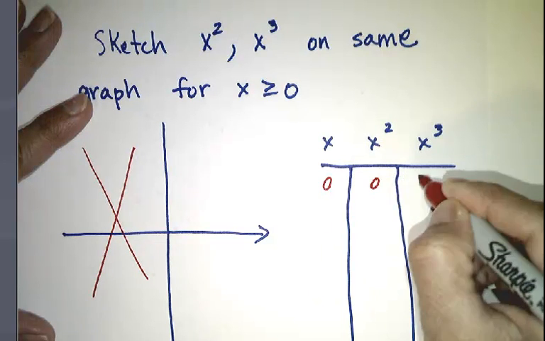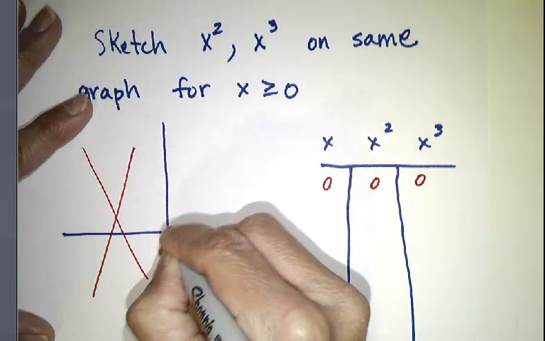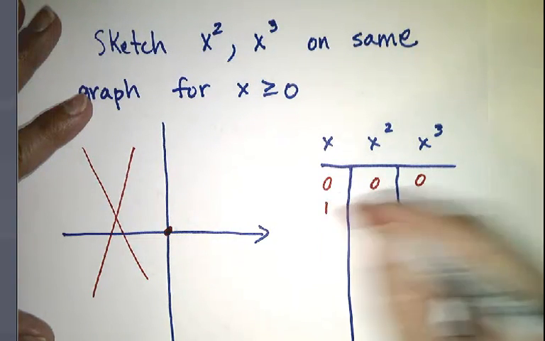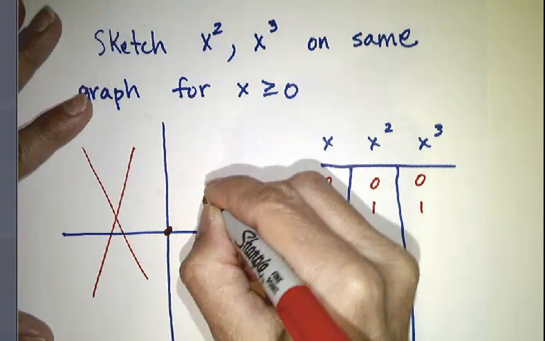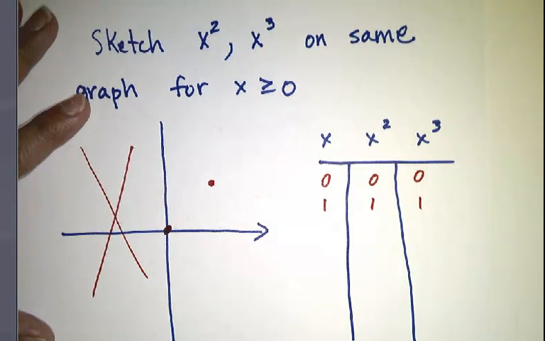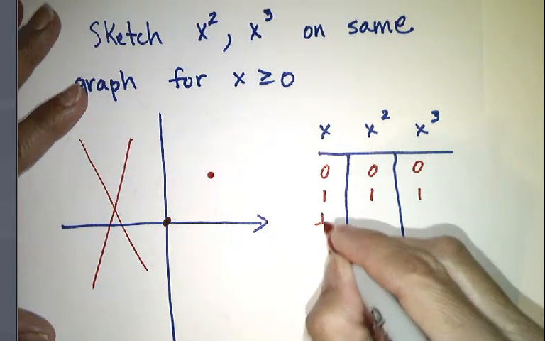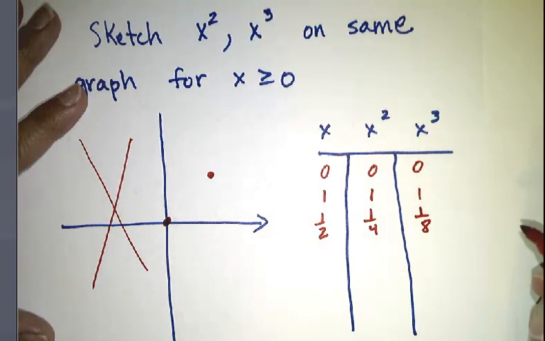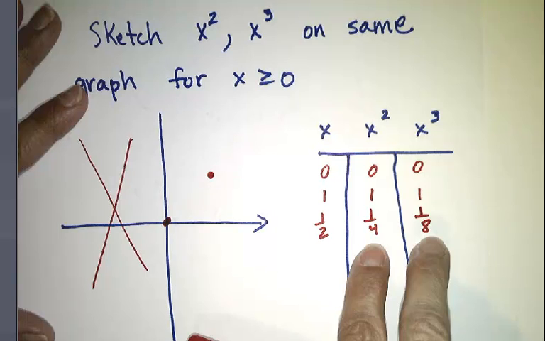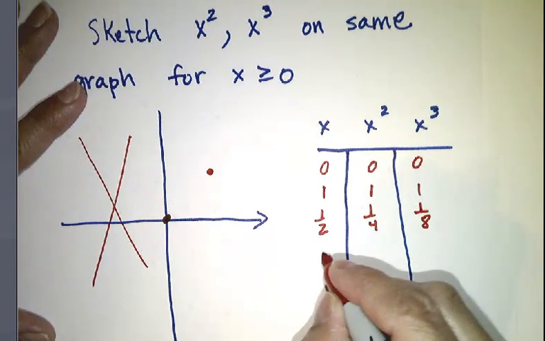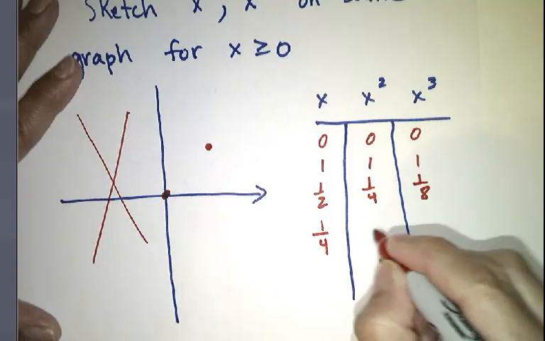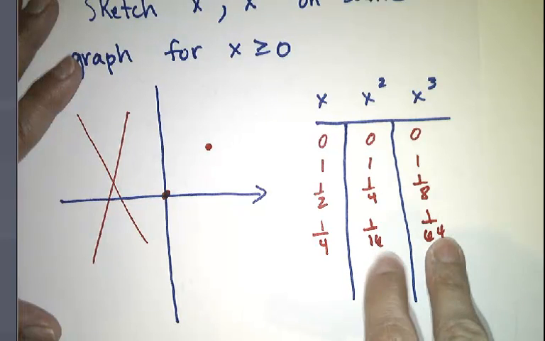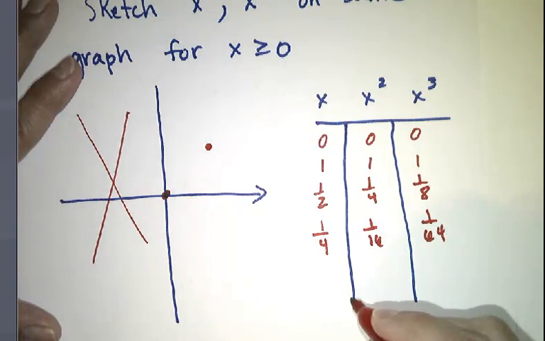We plug in 0, we get 0, we get 0. So on both graphs, 0, 0 is on both graphs. I plug in 1, 1, 1. So 1, 1, I'll put it right up here, is on our graphs. What about 1/2? Well, if I square it, I get 1/4, but if I cube it, I get 1/8. So notice 1/8 sits below 1/4. Let's do another. 1/4, if I square it, I get 1/16, and if I cube it, I get 1/64. So again, x cubed sits below 1/16.